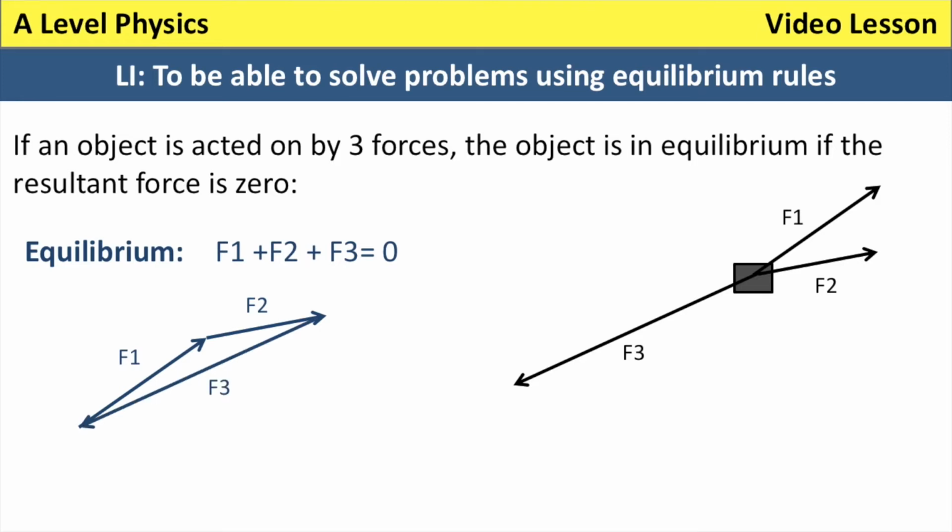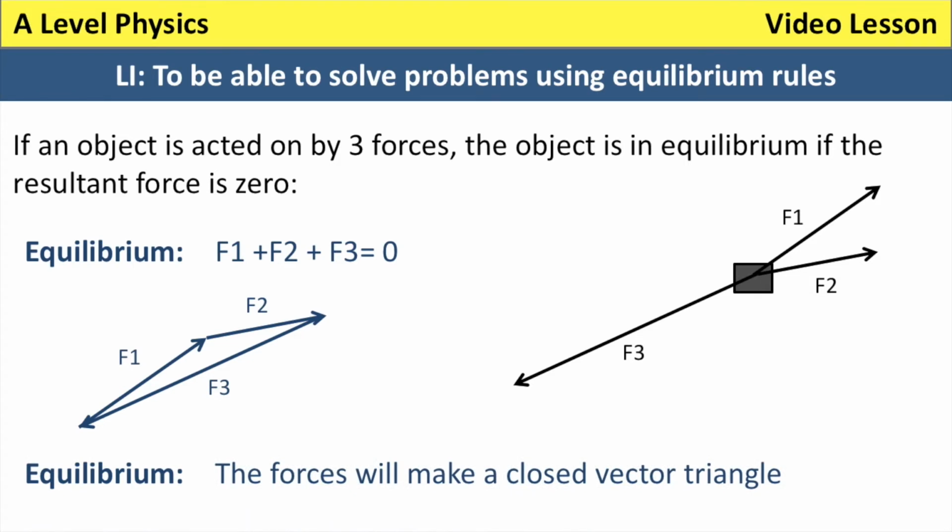Now you can see that those three forces have made a closed triangle. There's no break in it, it is a complete loop, and so therefore we can say that this object is in equilibrium because the forces make a closed vector triangle.